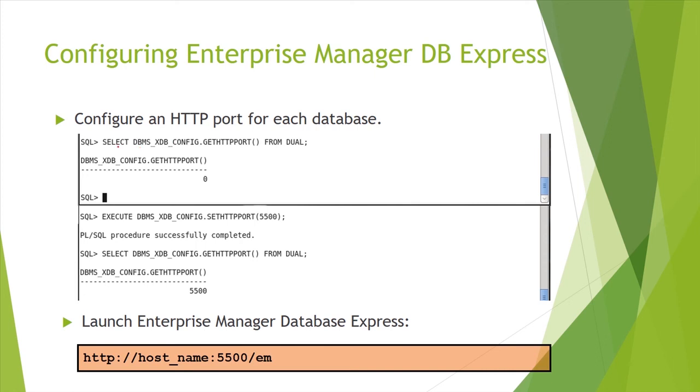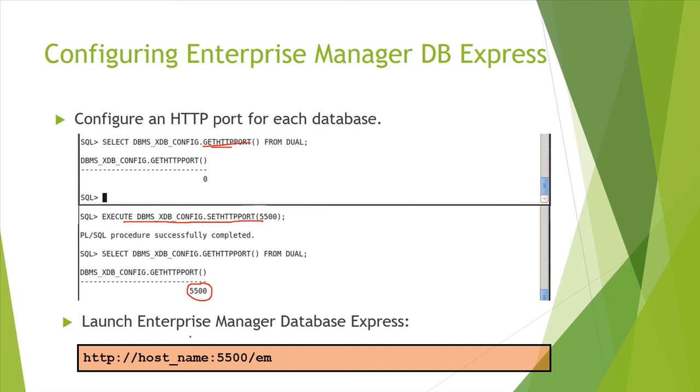In our example here, we didn't configure Oracle Database Express. So first of all, you have to check if you configured it by getting the HTTP port or HTTPS port. If get HTTPS or HTTP port returns 0, that means it's not configured. You can use dbms_xdb_config.setHTTPport or setHTTPSport to configure Oracle Database Express. Once configured, in our example we use port 5500.